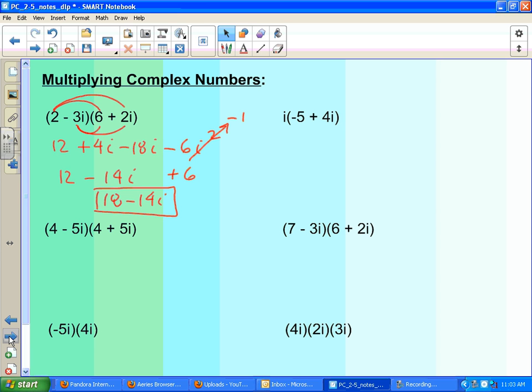You could also have situations like the one below it. 4 minus 5i and 4 plus 5i. Does anyone recognize that as something special we've worked with before? Christy, do you recognize that? What is it called? Is it called something that has the word difference in it, and has the word 2 in it, and then has the word squares in it? Yeah, a difference of two squares. That would be a difference of two squares right there.